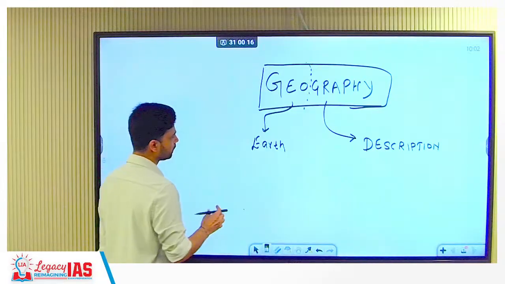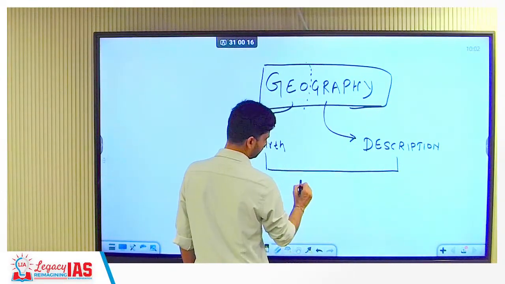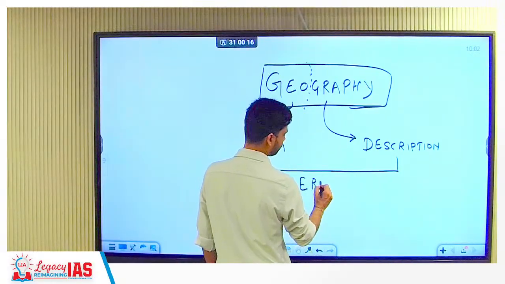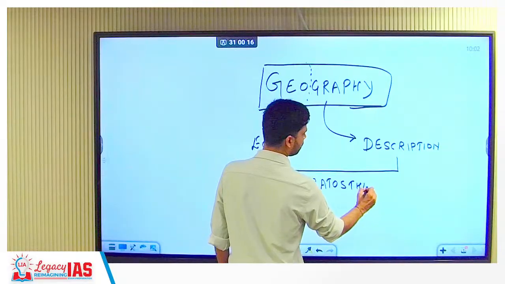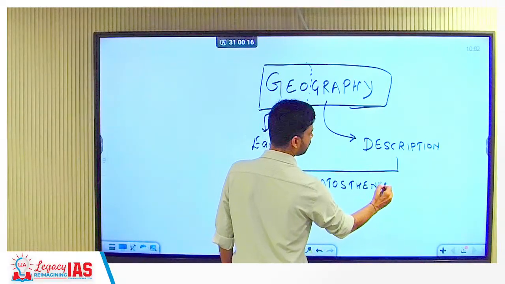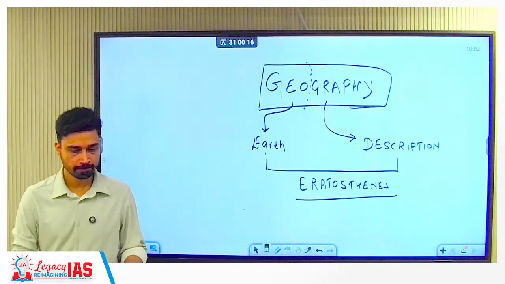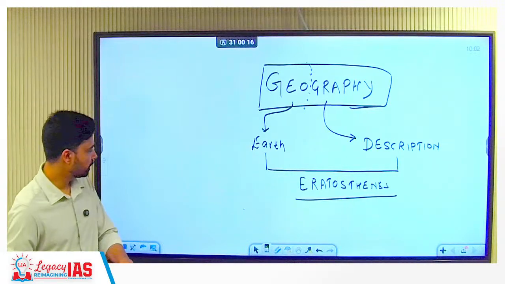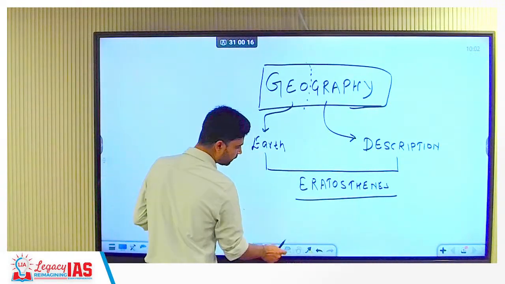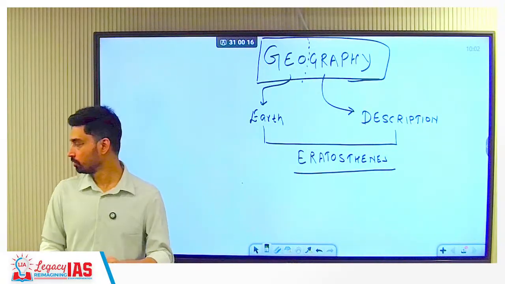Okay, description of Earth. And for the first time, this term was coined by a Greek scholar by the name of Eratosthenes. He was the first who coined the term that we call as geography.